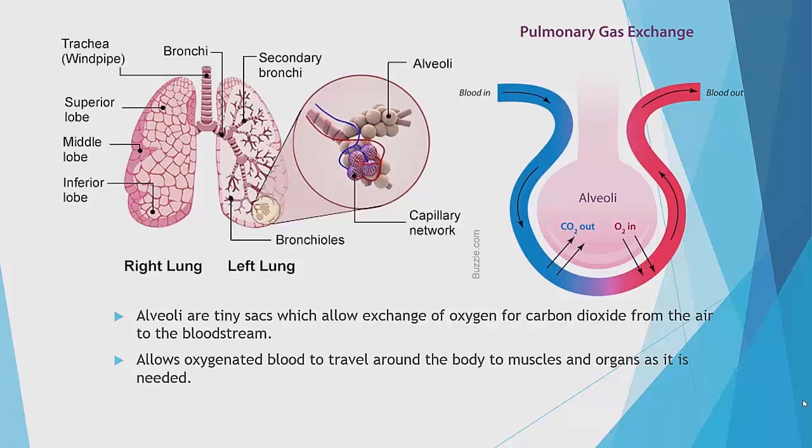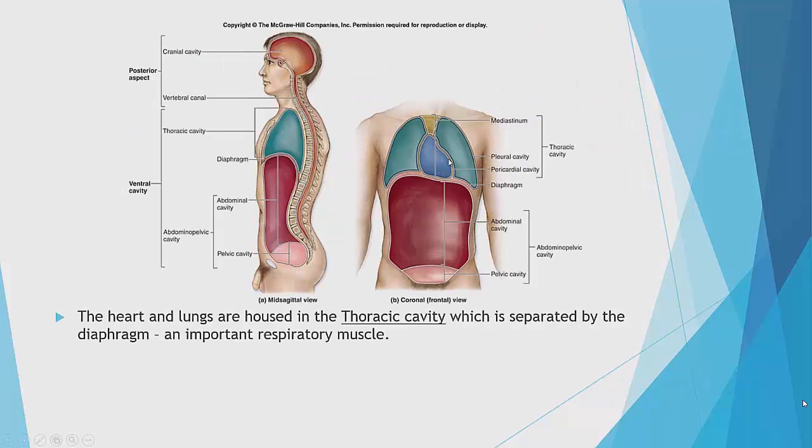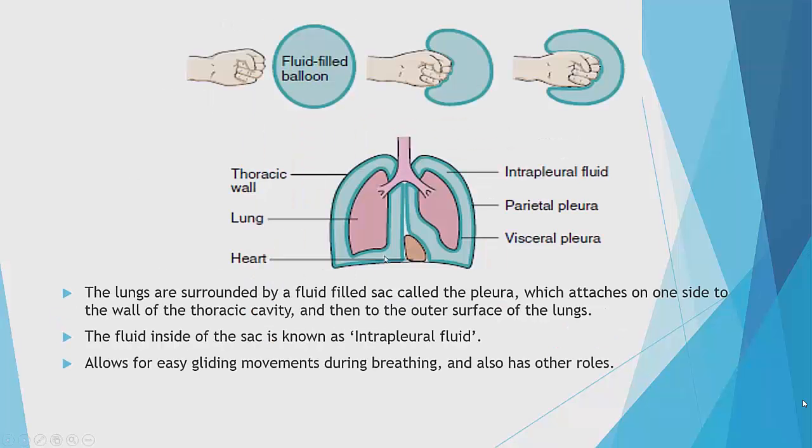The body cavity which houses the lungs and the heart is also known as the thoracic cavity, and there's a large muscular sheet separating it from the abdomen, known as the diaphragm. So as you can see here, here is your diaphragm, here's your thoracic cavity, and here's your abdominal cavity.